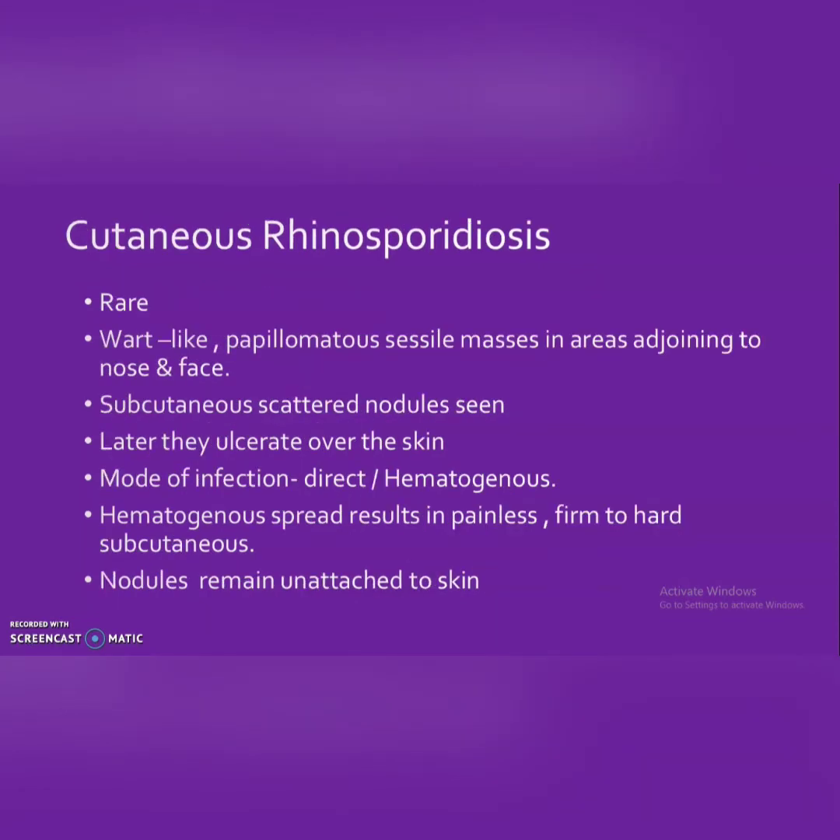Third one is cutaneous rhinosporidiosis. It is very rare. It is somewhat wart-like. Then papillomatous sessile masses can be seen, and these masses are formed in areas adjoining the nose and face. Here also we can see subcutaneous scattered nodules, and they sometimes ulcerate over the skin.